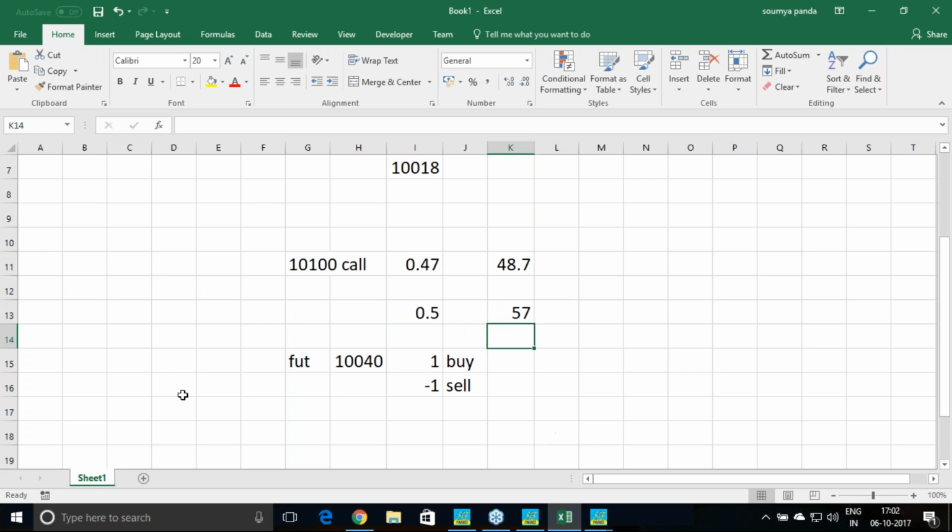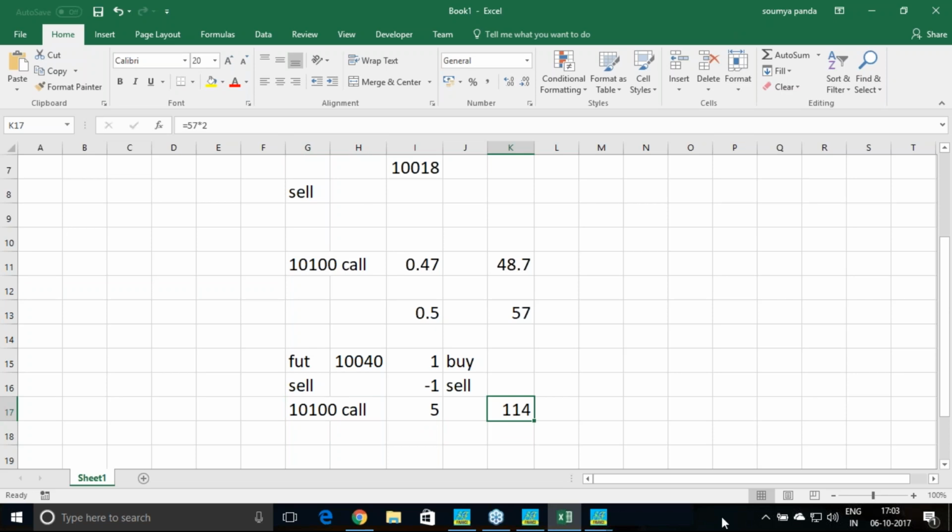Just like this one. If I am selling a future at 10,040, I have a delta of minus 1. If I am buying two lots of 10,100 call option, in that process I am adding 0.5. By this process, how much have I invested in the market? 57 into 2, so 114 rupees I paid to the market.